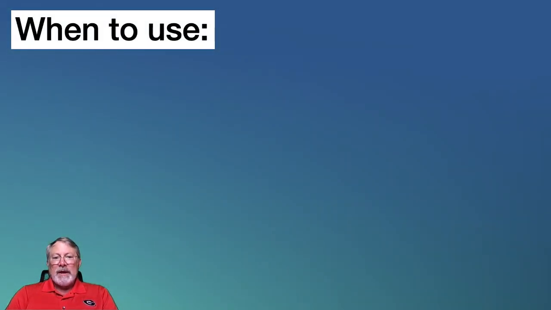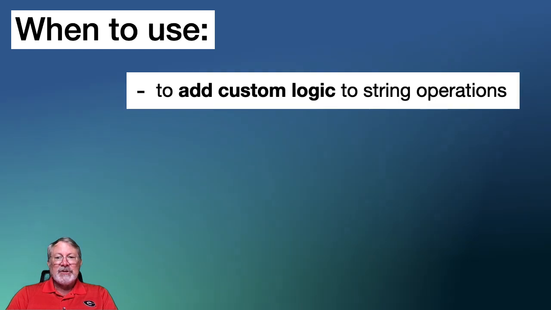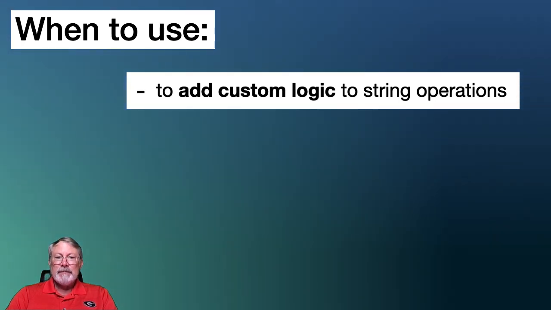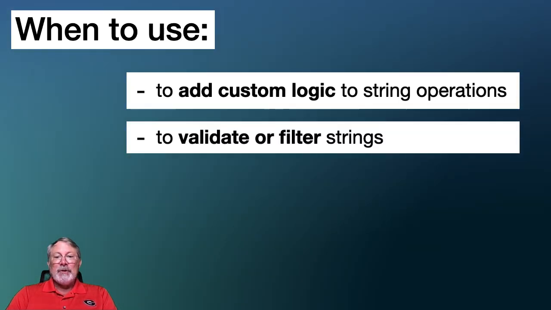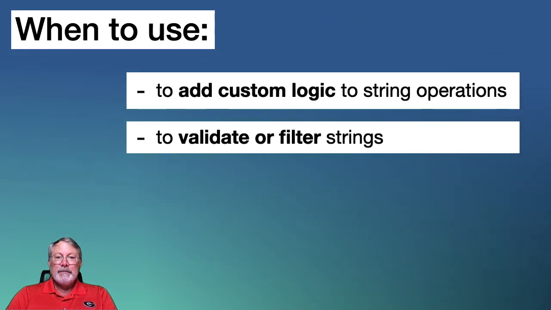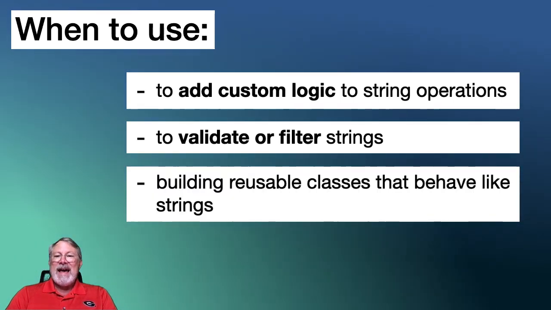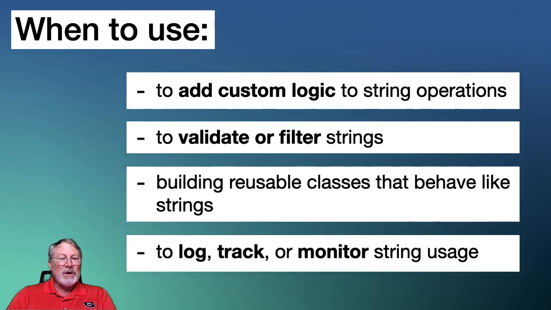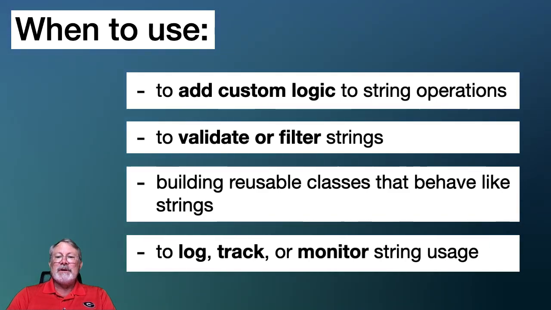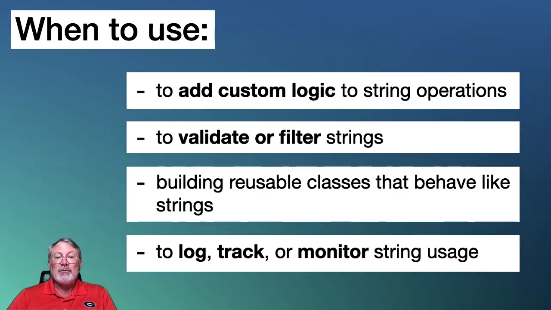UserString is great when you want to add custom logic to string operations, you need to validate or filter strings, you're building reusable classes that behave like strings, or you want to log, track, or monitor string usage in your app. It's especially helpful for building cleaner, safer string wrappers.